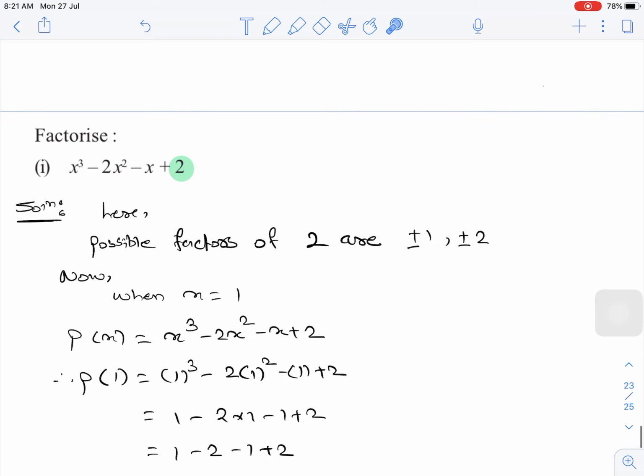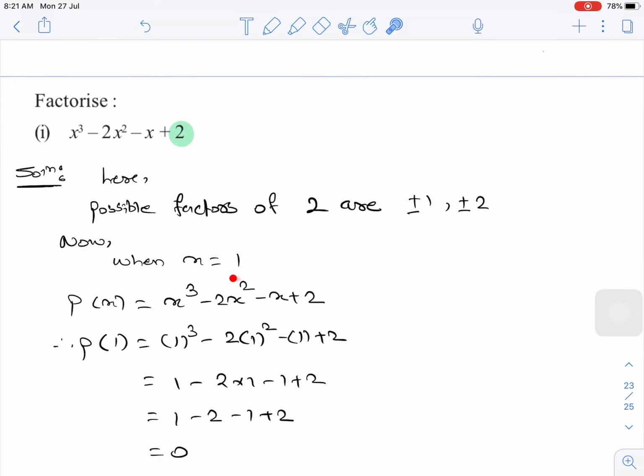So here I have considered x equals to 1. When x equals to 1, we have to put this value of x as 1 in this polynomial. So I have written here the polynomial p of x equals to x raised to 3 minus 2x square minus x plus 2. Now we have to put the value of x as 1, so wherever x is there I have considered it as 1.